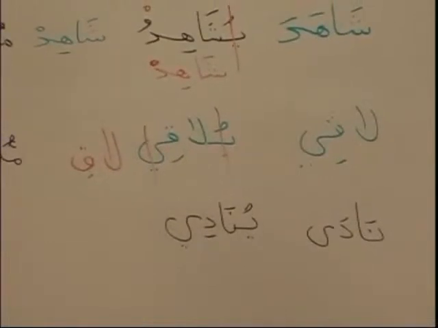Nadau. Nadat. Nadata. Nadaina. Nadaita, nadaituma, nadaitum, nadaiti, nadaituma, nadaitunna, nadaitu, nadaina. Are you with me, brothers and sisters? Yunadi. Yunadi, yunadiyani, yunaduna, tunadi, tunadiyani, yunadina. Anta, tunadi, tunadiyani, antum, tunaduna, anti, tunadina, tunadiyani, tunadina, unadi, nunadi. Fine, brothers and sisters.